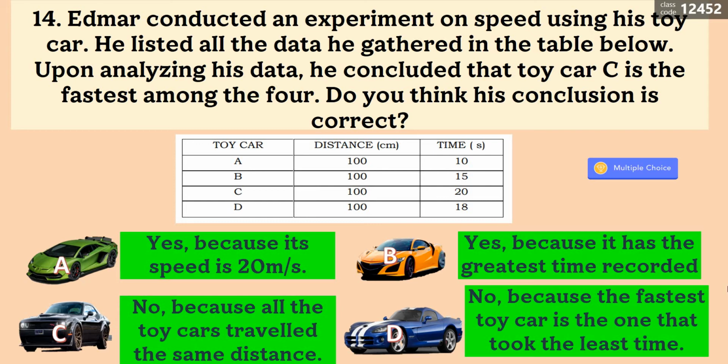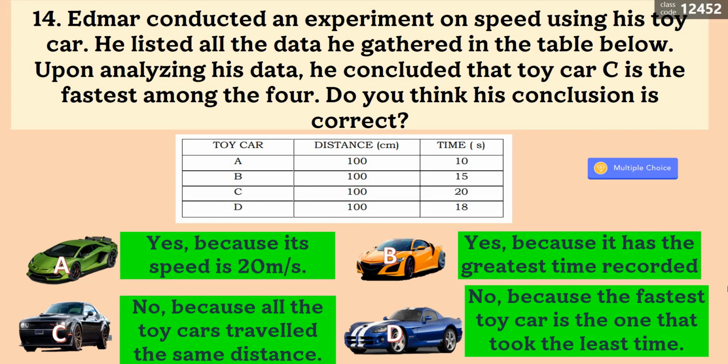Okay, this is the table. Toy car A, B, C, D with a distance in centimeters. They are all 100, but the times differ from each other. A is 10 seconds, B is 15, C is 20, and D is 18.